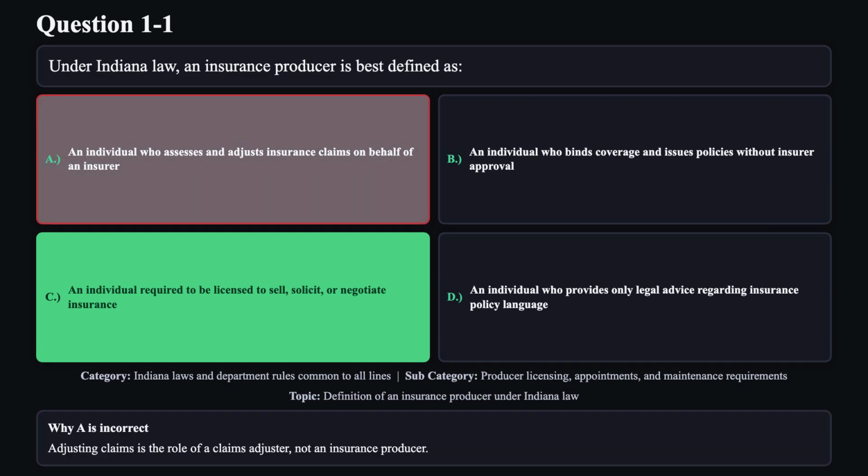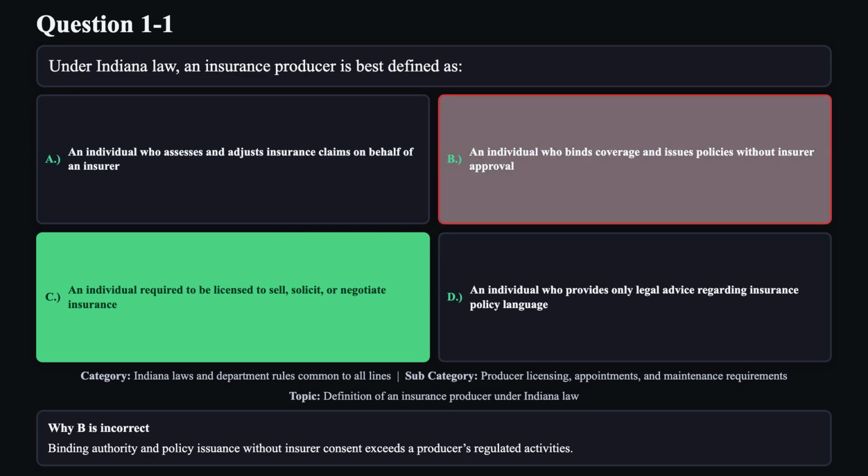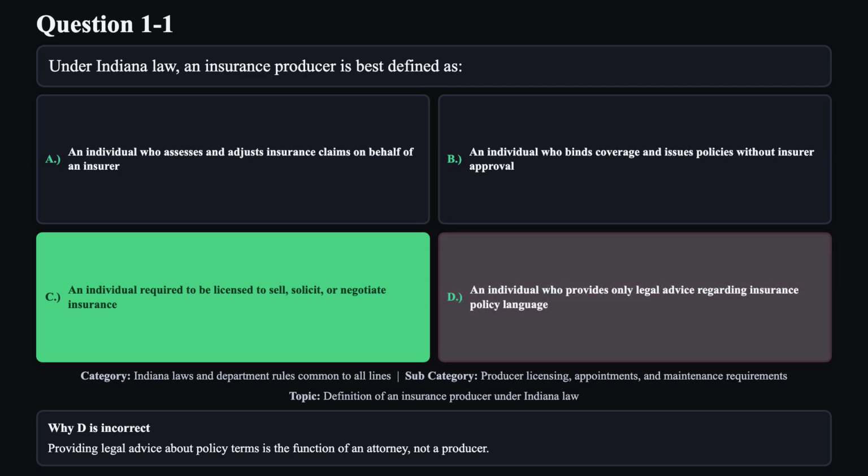Reason A is not correct. Adjusting claims is the role of a claims adjuster, not an insurance producer. Reason B is not correct. Binding authority and policy issuance without insurer consent exceeds a producer's regulated activities. Reason D is not correct. Providing legal advice about policy terms is the function of an attorney, not a producer.